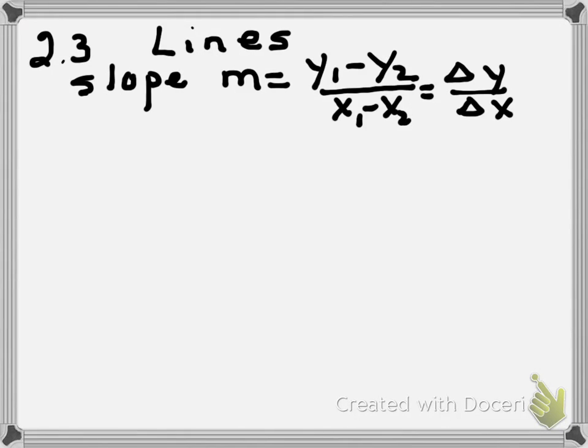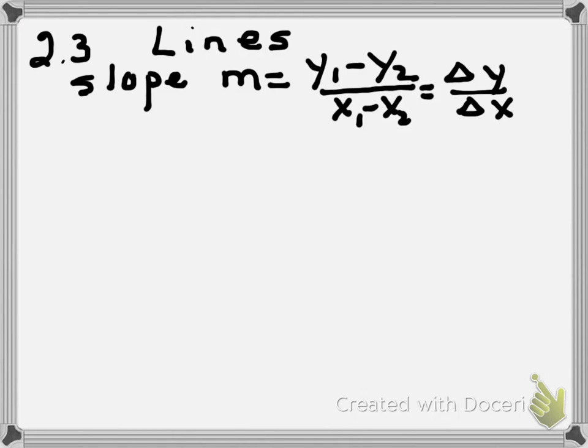So slope is the inclination or the steepness of the line. And it's the difference of the y's in the numerator over the difference of the x's in the denominator. It doesn't matter if you start with the first point or the second point for y, but then you start with the same point for x. So y1 minus y2 over x1 minus x2, or y2 minus y1 over x2 minus x1.